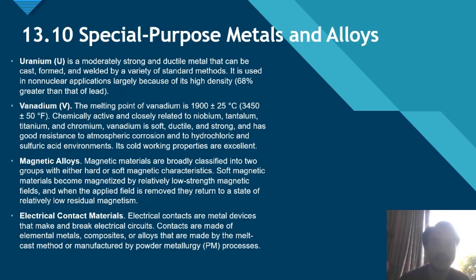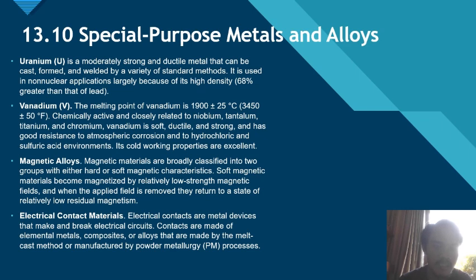And the special purpose metals and alloys. Uranium is a moderately strong and ductile metal that can be cast, formed, and welded by a variety of standard methods. And vanadium, V, the melting point of vanadium is 1900 plus or minus 25 degrees Celsius, or 3450 plus or minus 50 degrees Fahrenheit.